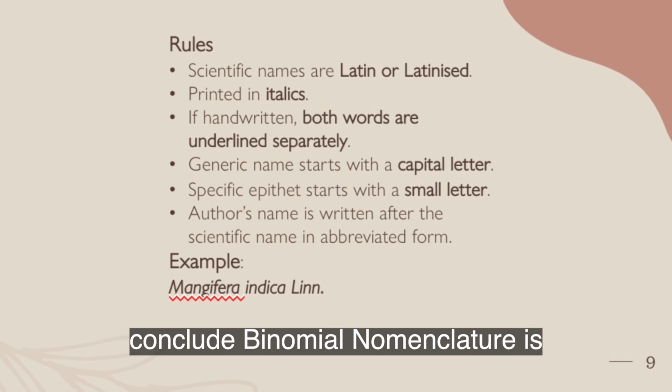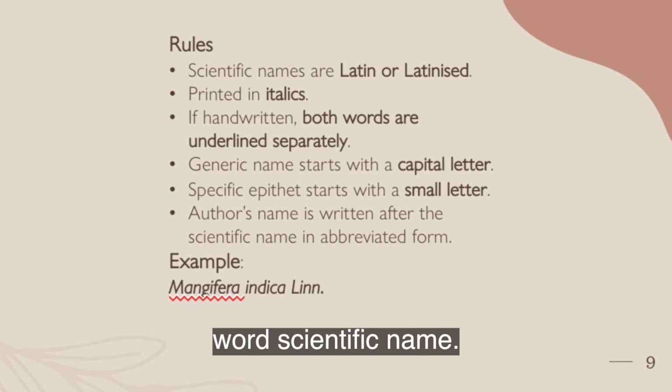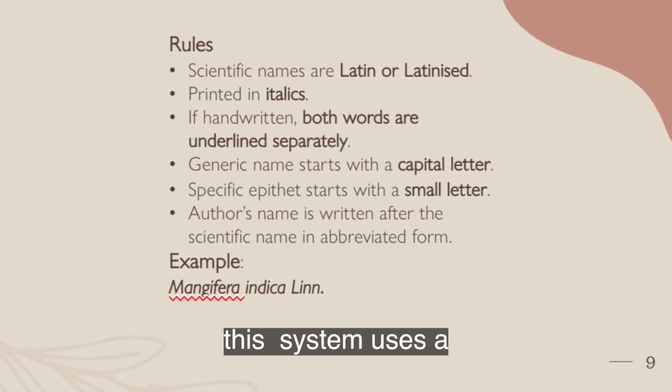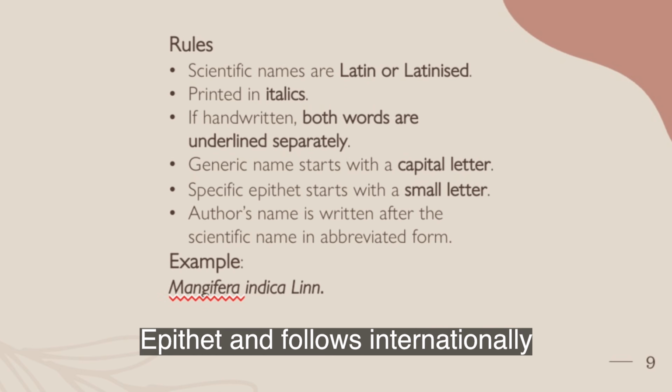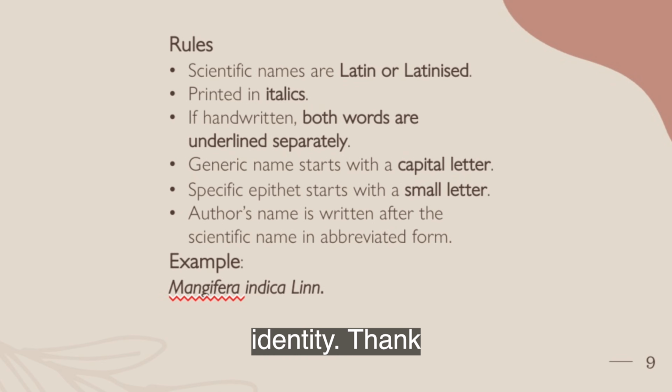To conclude, binomial nomenclature is the universally accepted system of giving every organism a two-word scientific name. Proposed by Carolus Linnaeus, the system uses a generic name and a specific epithet and follows internationally accepted rules for writing scientific names. It ensures that every organism has a unique and universally recognized identity.